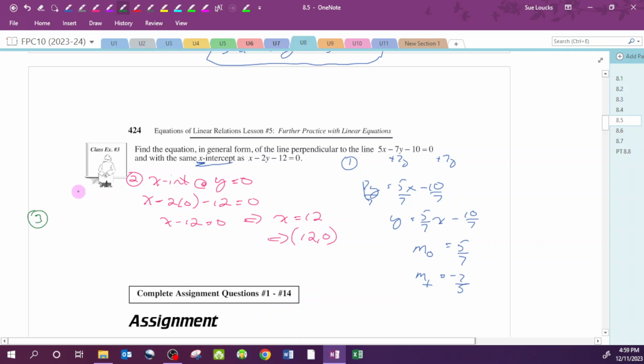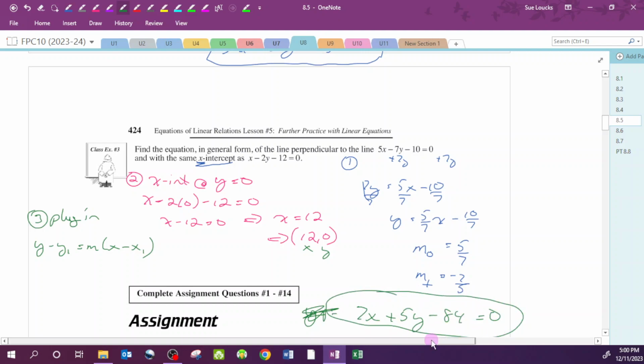Okay, step 3 is to plug it in. So since I've got a point and a slope, I'm going to use the point slope form. So y minus y1 equals m times x minus x1. I'm going to put my point. This is my x and my y, and this is my m. And I'm going to multiply it out and simplify it and all that good stuff. Oh, sorry, I have to put it in general form. So I'm going to end up with 7x plus 5y minus 84 equals 0. There is my answer. Awesome.